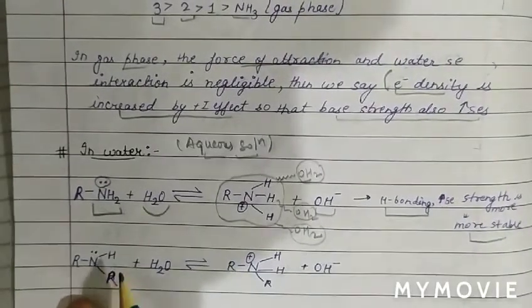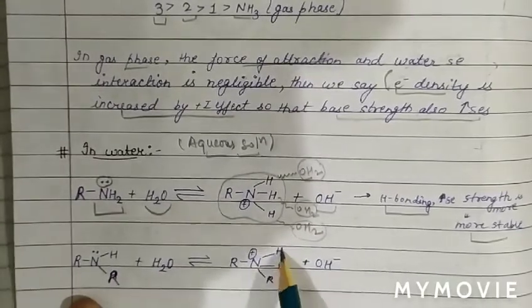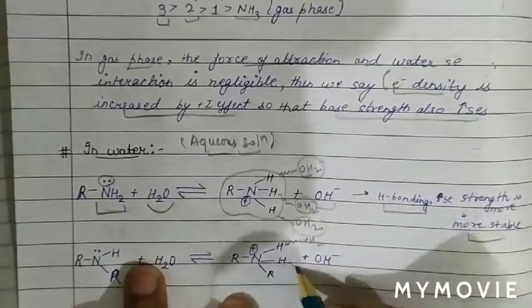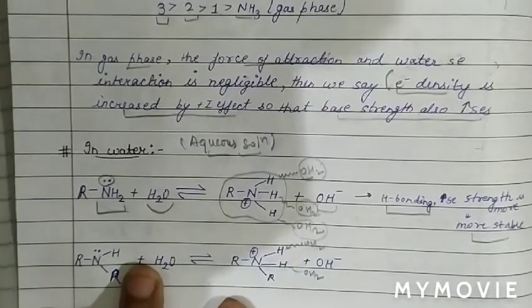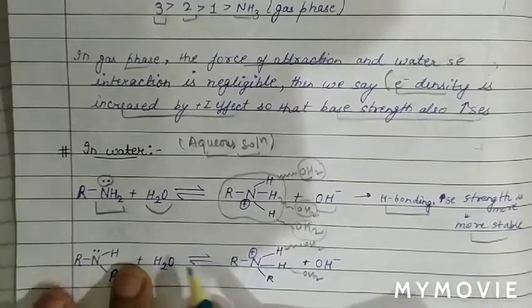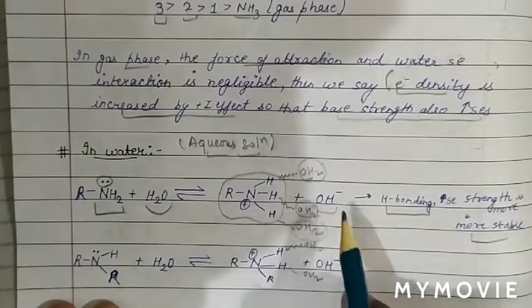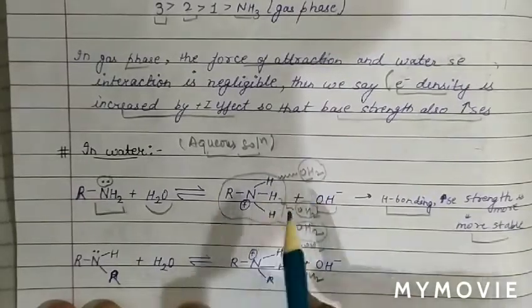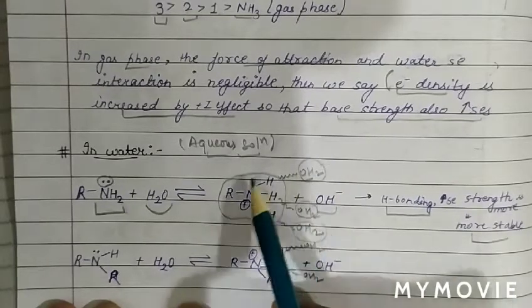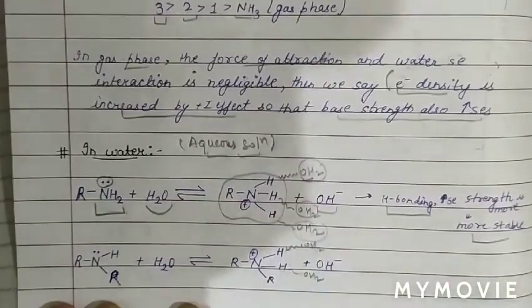While in the case of 2 degree amine, when the 2 degree amine accepts a proton, it forms R2NH2+. Only 2 hydrogen atoms are there, so only 2 hydrogens can form hydrogen bonding. In 1 degree amine, 3 hydrogens can form 3 hydrogen bonds, but in 2 degree amine, 2 hydrogen atoms can form 2 hydrogen bonds, due to which the stability of the conjugate acid is more in 1 degree amine as compared to 2 degree amine, because of the more extent of hydrogen bonding in 1 degree.